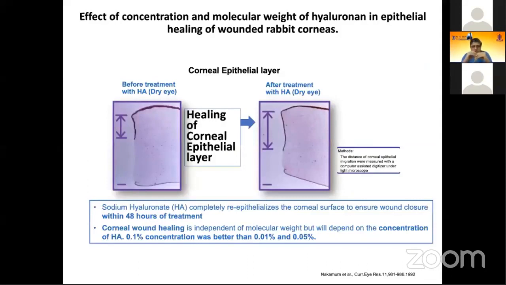We know that there are several preparations of hyaluronic acid which come in different concentrations and different molecular weights. When you look at corneal epithelial healing, we realize that the healing is independent of the molecular weight of the hyaluronic acid molecule, but the concentration of 0.1% is most optimal in providing a faster regeneration of the surface.